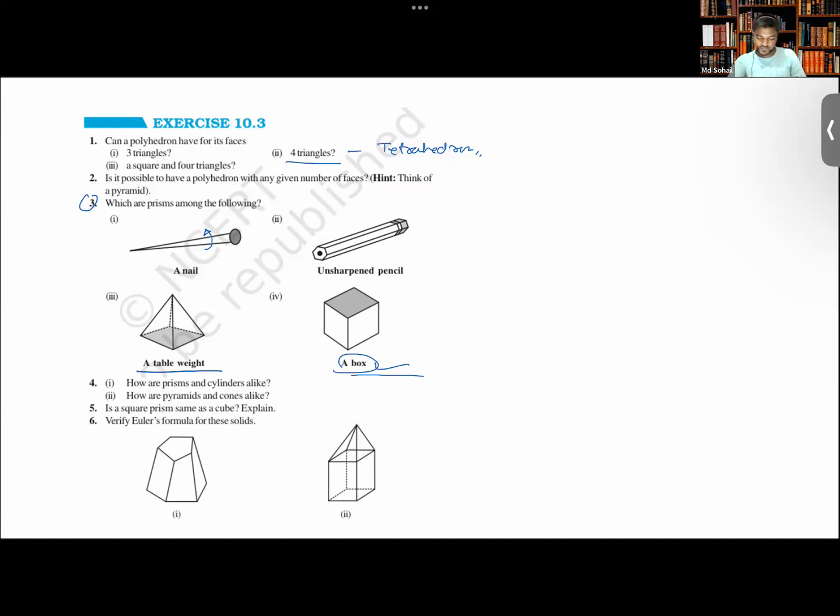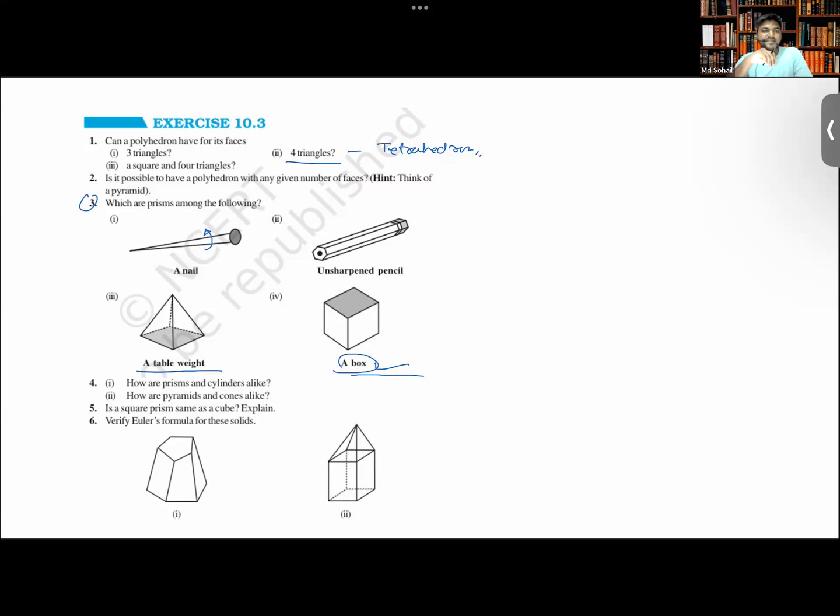Okay, moving on. There was question number 4 as well. How are prisms and cylinders alike? The question here is that. A cylinder has two parallel surfaces. Look, a cylinder can look like a circular prism, a prism with a circular base. That is the reason a prism and cylinder can be alike.